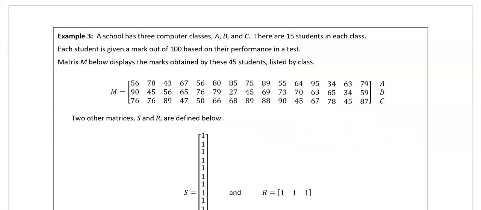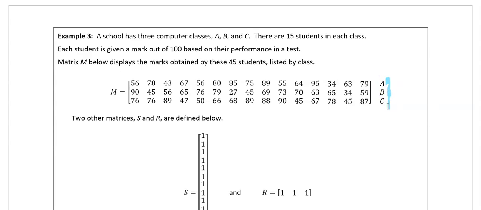Okay, our next example here is an old past exam question, to give you an idea of how you might have to recognize how these summing matrices can be used. So here we have a school has 3 computer classes, class A, B, and class C. And there are 15 students in each class. Each student has been given a mark out of 100 based on their performance on a test. And so the matrix M below shows the marks obtained by the 45 students listed by class. So we can see our row headings here are the classes of the students.